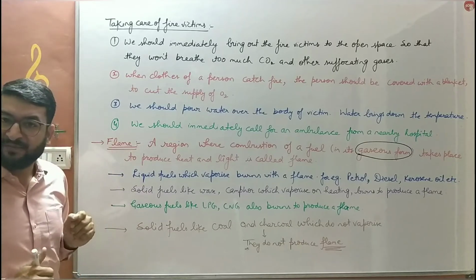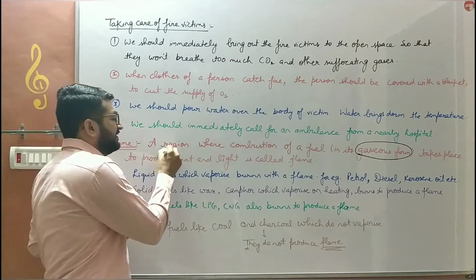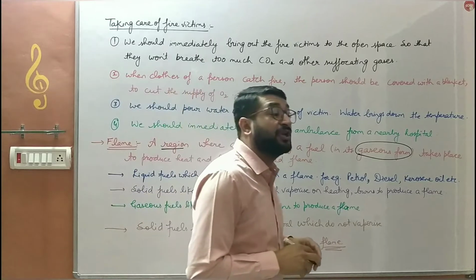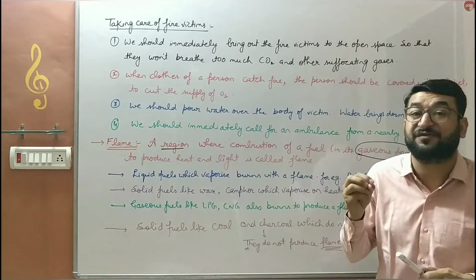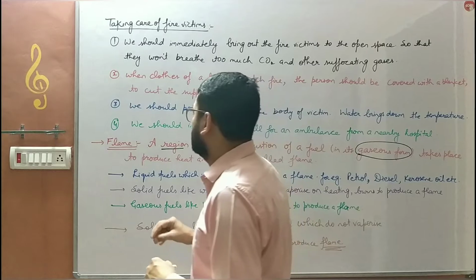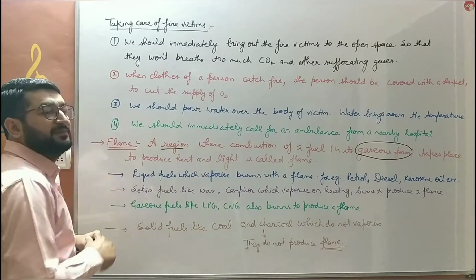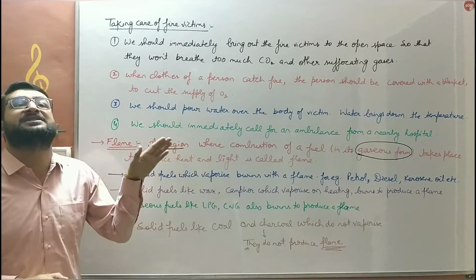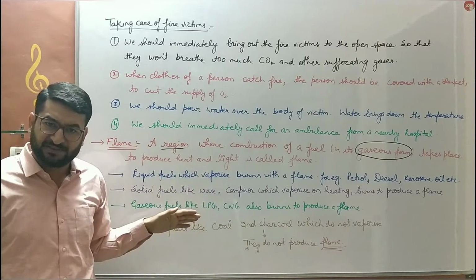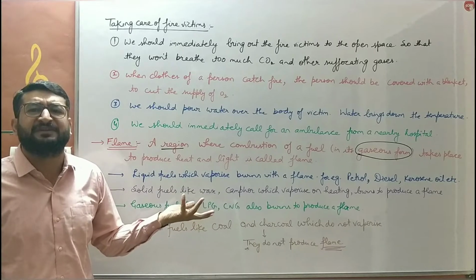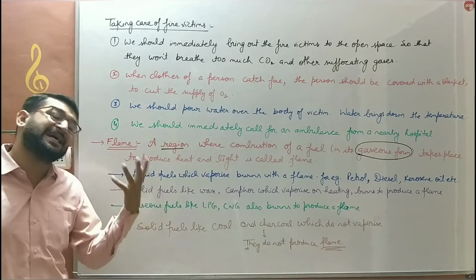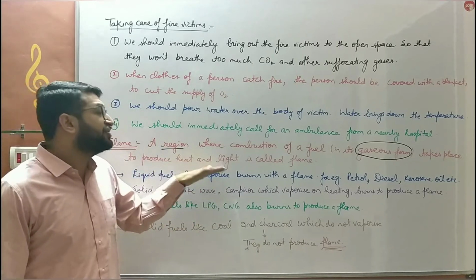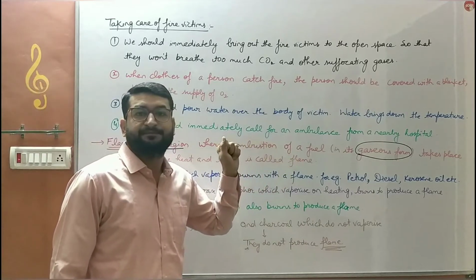So what is a flame? It is a region where combustion of fuel takes place in its gaseous form. That region is known as a flame. So it is a region where combustion of fuel in its gaseous form takes place and produces, obviously, as whenever a fuel burns, it produces heat and light energy. That region is known as a flame.